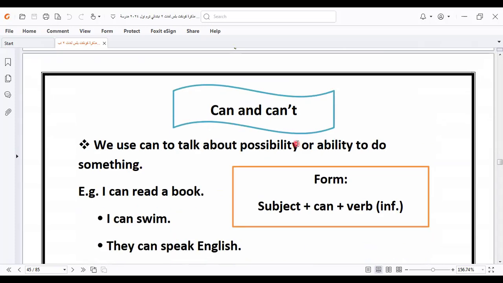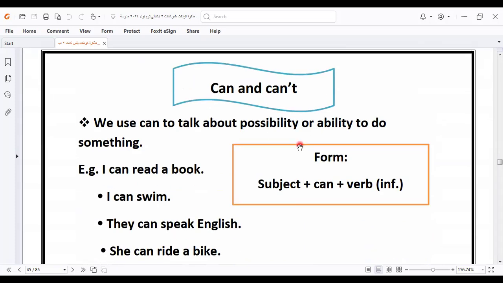Okay, can. We use can for expressing possibility or ability. I told you this in the last video. If you came to the last video, you can see what we told about can.